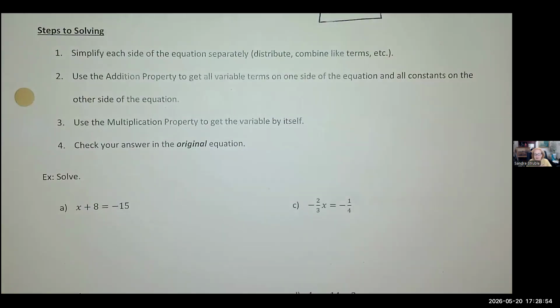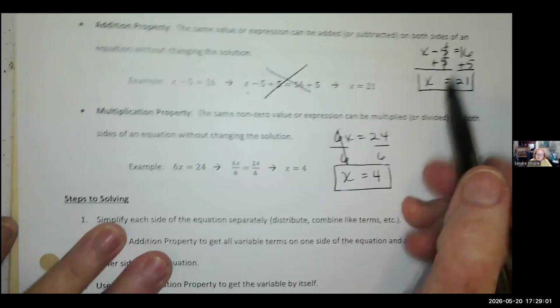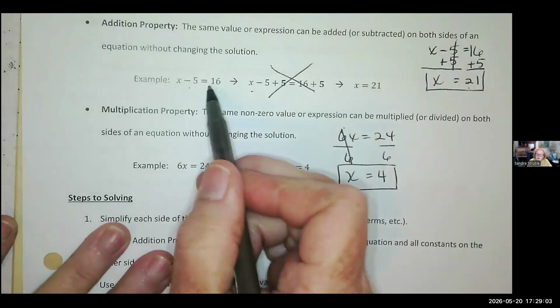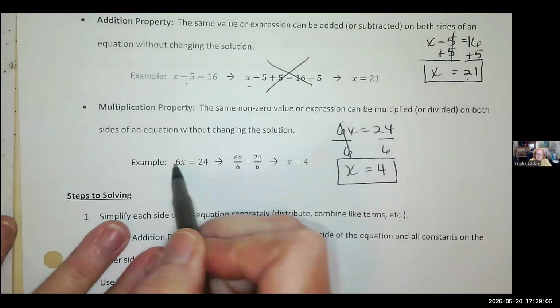All right, check your answers if you want to. If we wanted to check up here, we could go 21 minus 5, and that does equal 16. 6 times 4, that does equal 24.